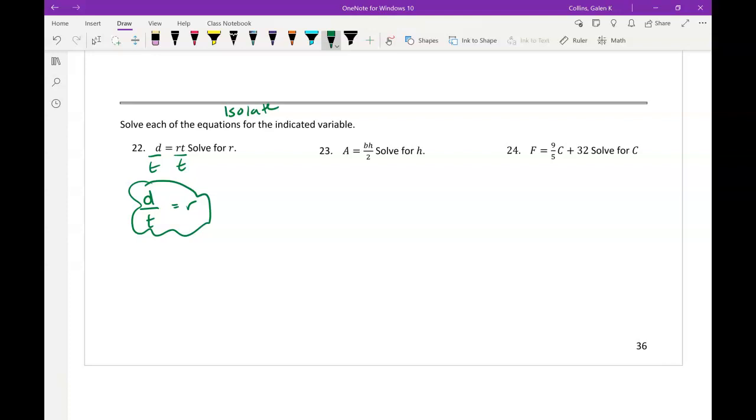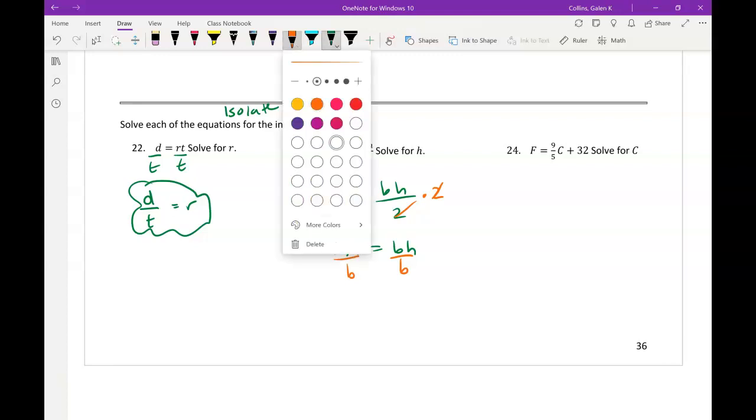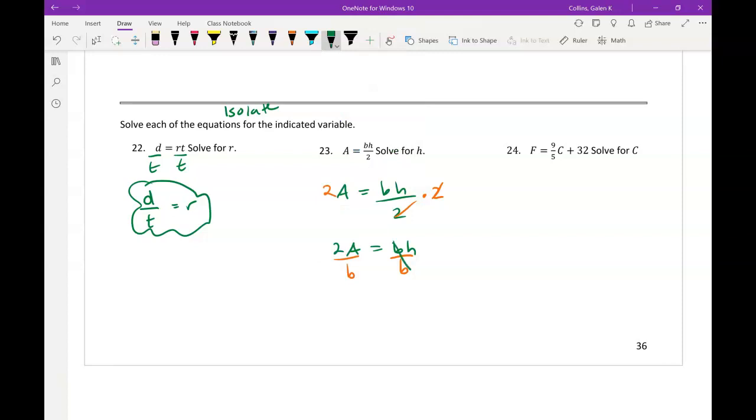All right, 23. This looks like the area of a triangle. So if I'm going to solve for H, I'm going to isolate H. This one I've got to do in a couple steps. Well, I could first multiply by 2 on both sides because that would eliminate the division of 2 or undo the division of 2 on the right hand side. Then lastly, I have BH. I could divide both sides by B to get H by itself. So when I do that, I have 2A divided by B yields H.